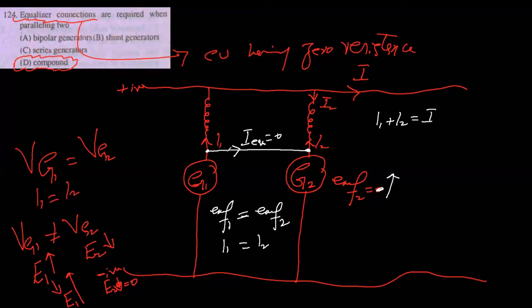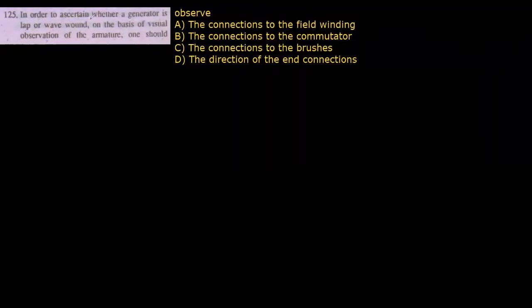So this is a sort of equalizer connection. Okay, next MCQ is: in order to ascertain whether a generator is lap or wave wound on the basis of visual observation of the armature, one should observe the connections to the field winding, connections to the commutator, connections to the brushes, or the direction of the end connection. So let's explain it a little bit more.